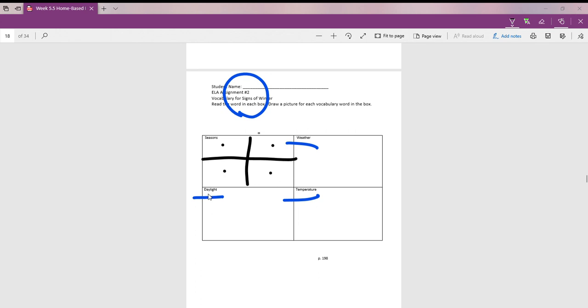And then right here we have the word daylight, la luz del día. ¿Qué quiere decir la luz del día? Daylight. How much light do we get in a day? That's what it means. So maybe you can draw a sun here or something that has to do with daylight. And then on this one we have temperature, la palabra temperatura. How can you draw what the word temperature means? This, boys and girls, is the only activity I need from this story.